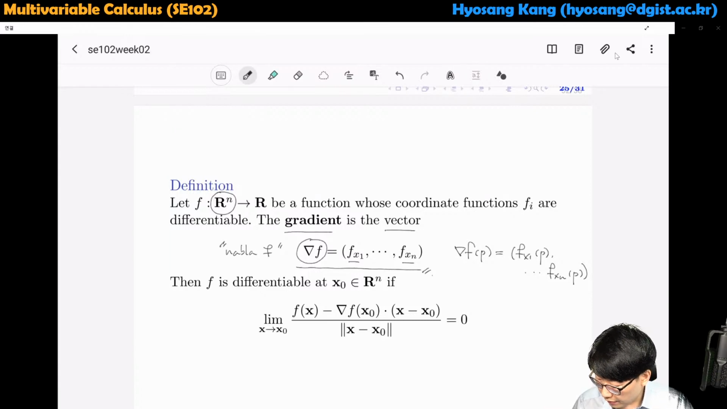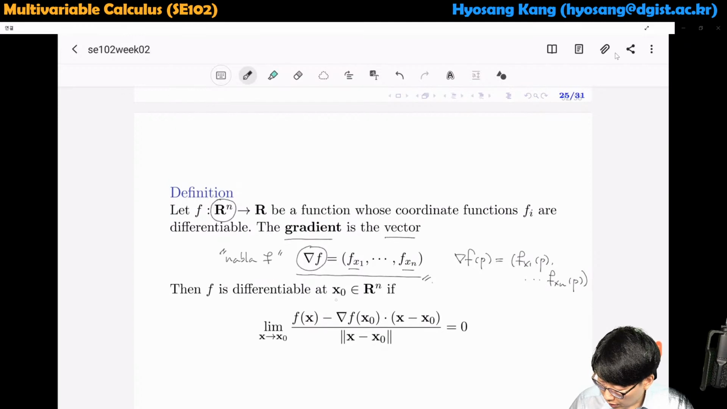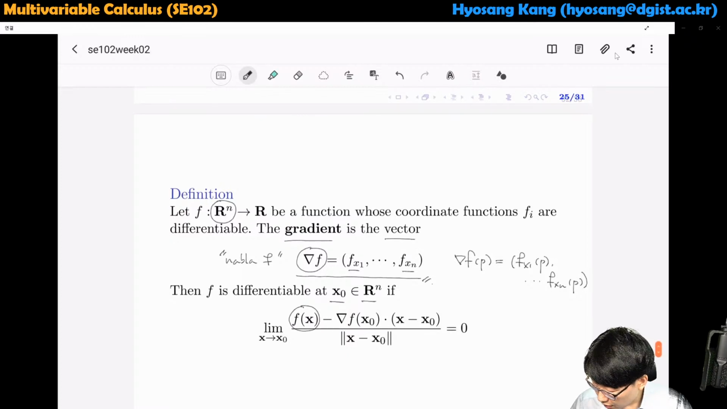Now we have this gradient notion, and we say that f is differentiable at a point in this Rn space if and only if this limit goes to 0. You see this numerator part is almost similar to the definition in the two variable function case. We have the original function and we subtract from that, there's something missing here, so minus f(x0) is missing, sorry. So I have to subtract this long expression, but I just shortened it as a dot product.